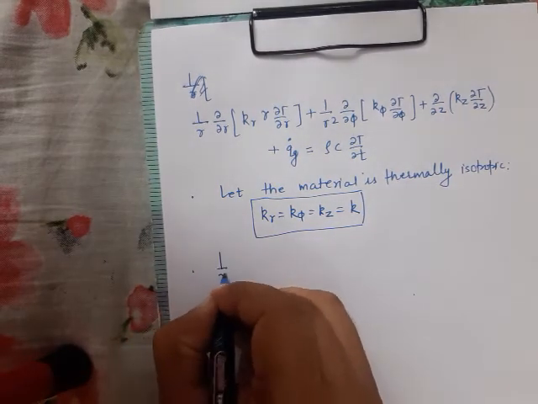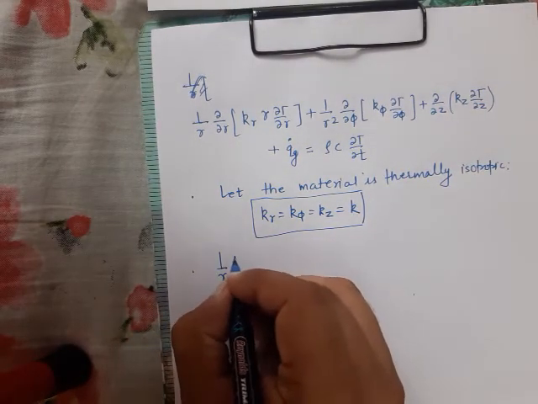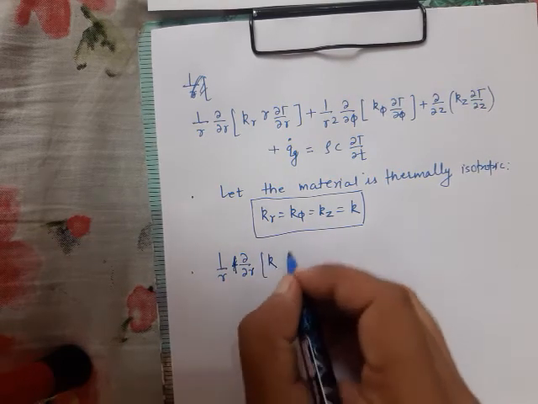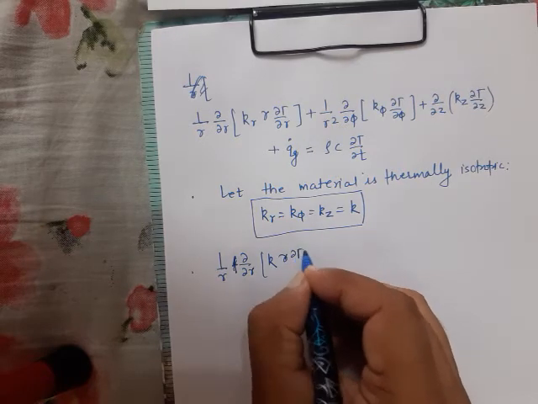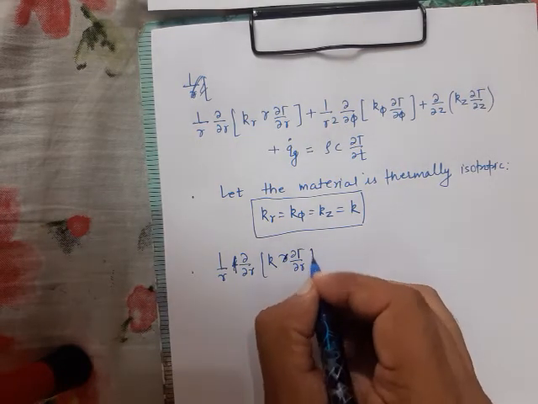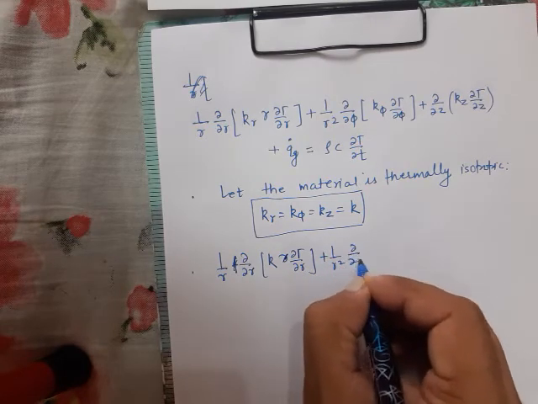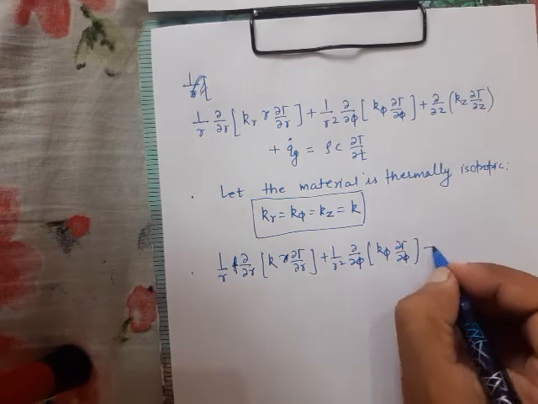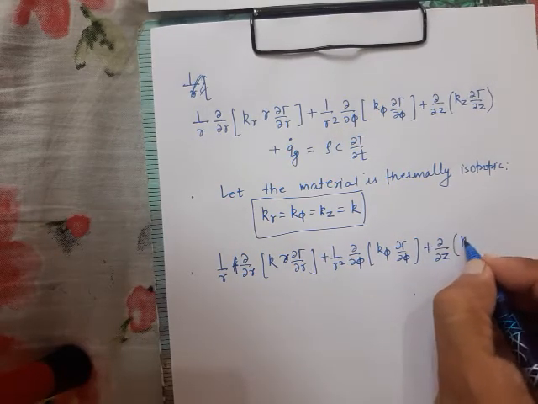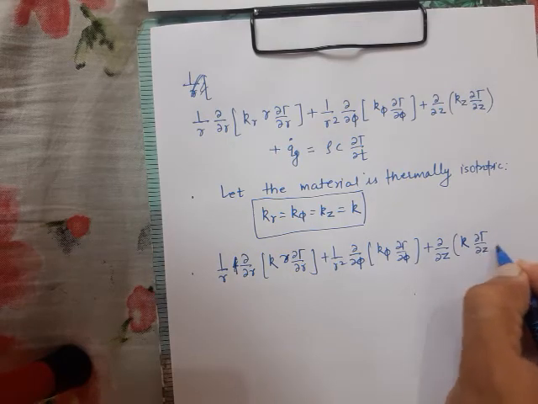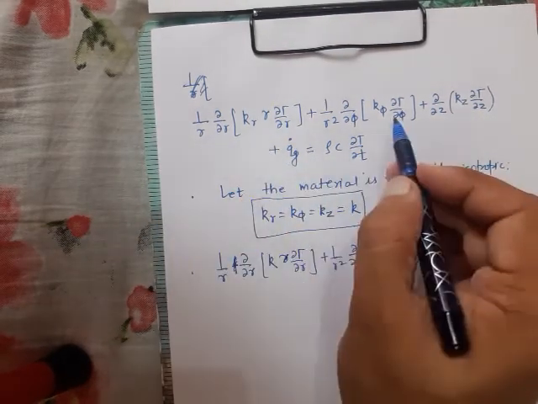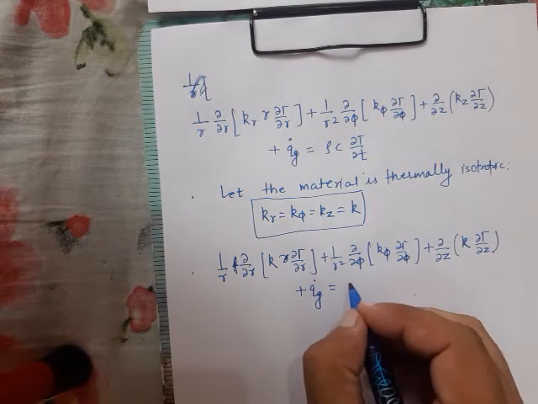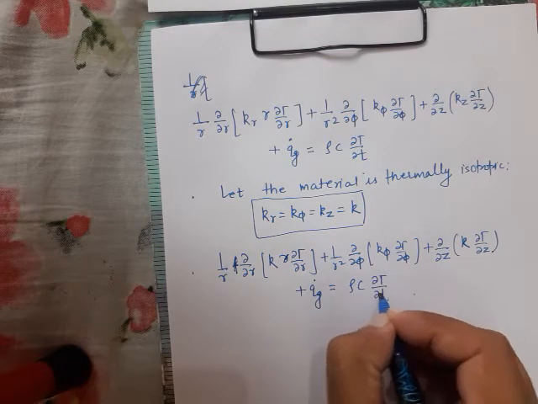So the equation would become 1 by R del upon del R K R del T upon del R, plus 1 upon R square del upon del phi K phi del T upon del phi, plus del upon del Z K del T upon del Z. In this equation Kr, K phi and Kz are equal to K, plus Q dot G is equal to rho C del T upon del t.